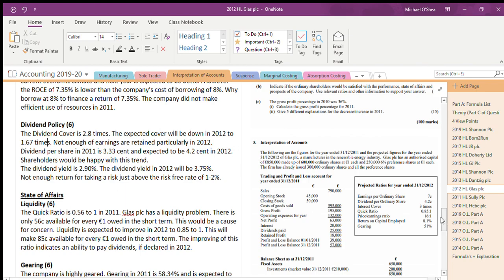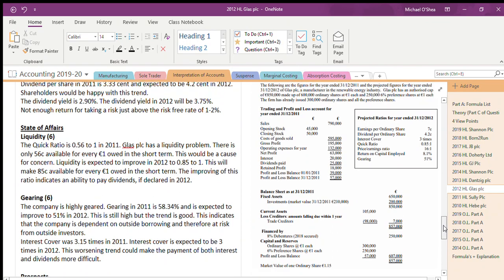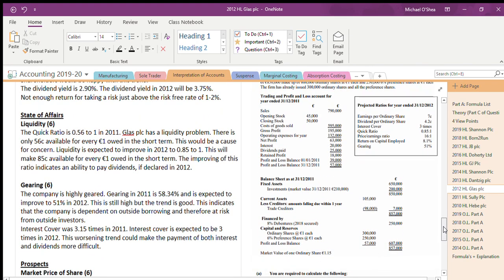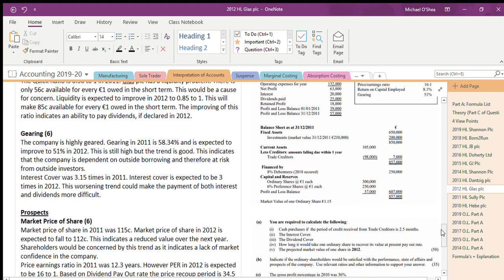For the rest of this year, for liquidity, I'm doing the same thing again. This is liquidity this year. Next year it's expected to rise to 0.85, which is a good thing. They'd be positive, and so on and so forth. So gearing as well, we're given the gearing for next year and we compare it. We're given the interest cover for next year, we compare it and say again, this is the interest cover this year, and it's expected to rise to this next year.